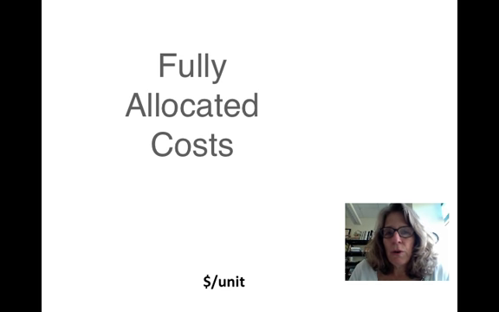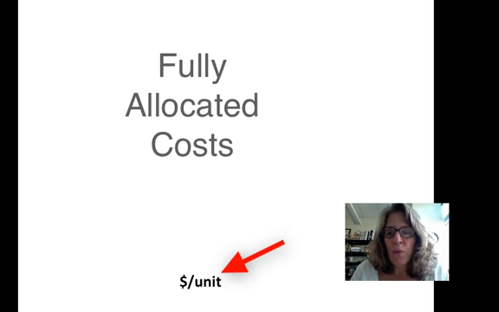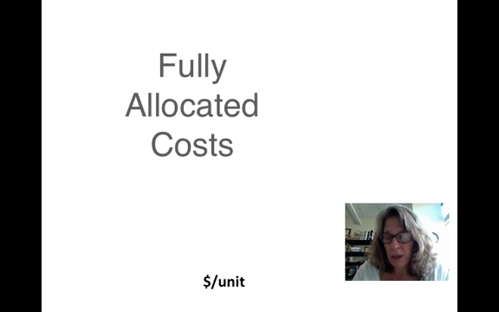This video is a general overview of how to calculate fully allocated costs. And what that means is, you can see down here, looking at the dollar per unit of any product. How much is it costing you to make one product? That's what we're trying to do in a fully allocated cost calculation.